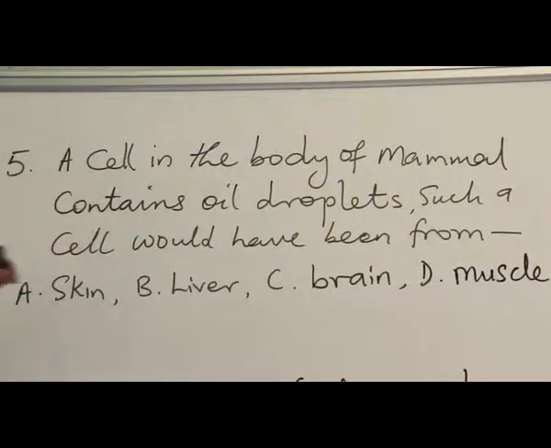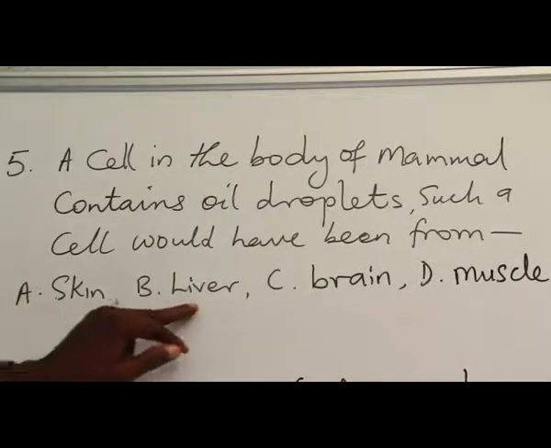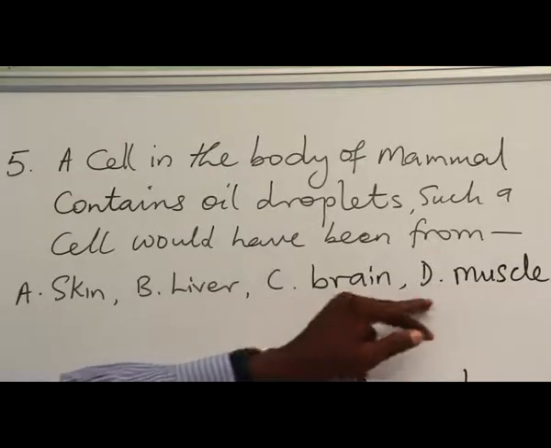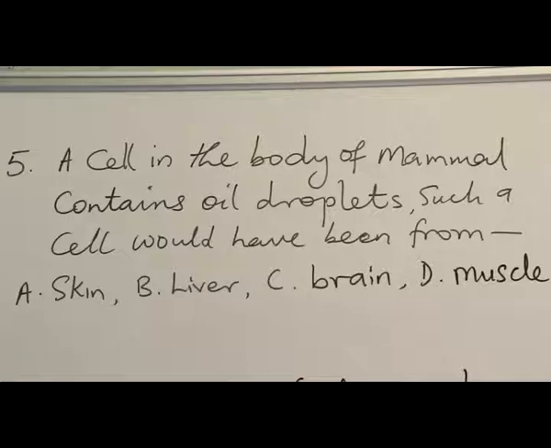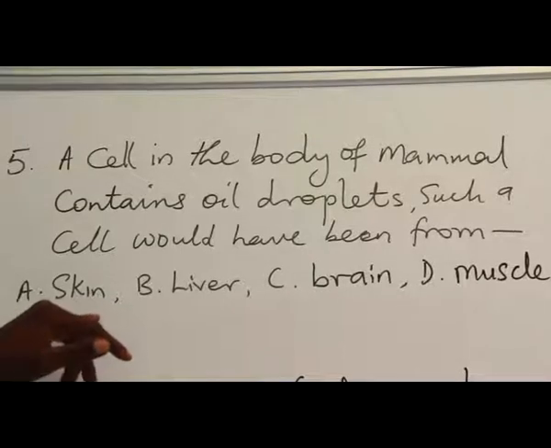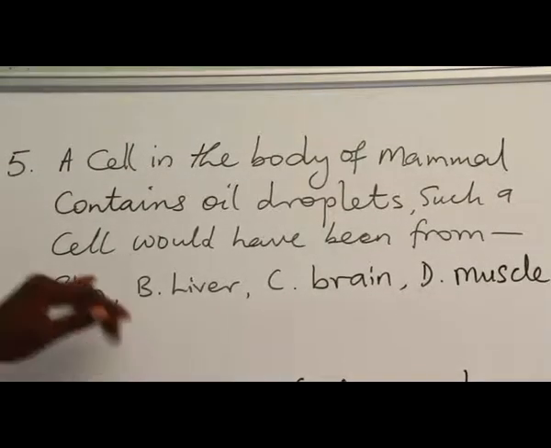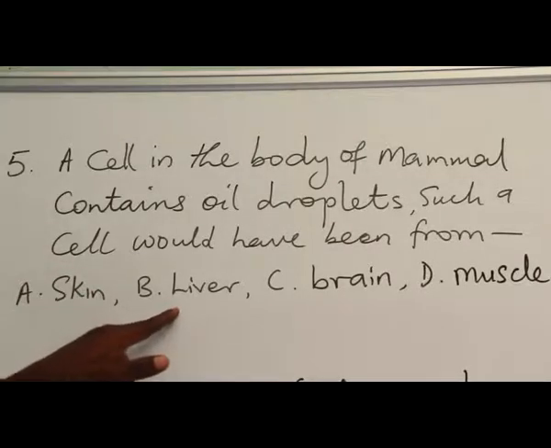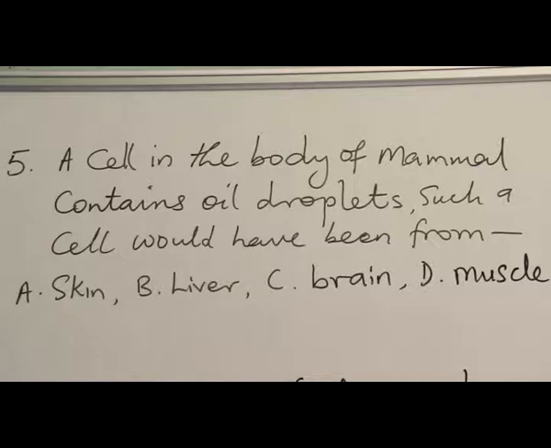Let's look at number 5. A cell in the body of a mammal contains oil droplets. Such a cell will have been from where in the body? A, skin. B, liver. C, brain. D, muscles. Answer is A. Because inside the skin you have sebaceous glands that secrete oil. But we know that lipid in animal cell is stored as fat. So it's only in the skin you have sebaceous glands that produce oil.